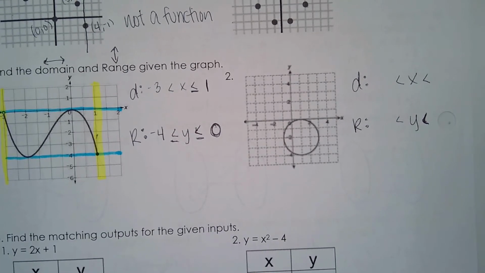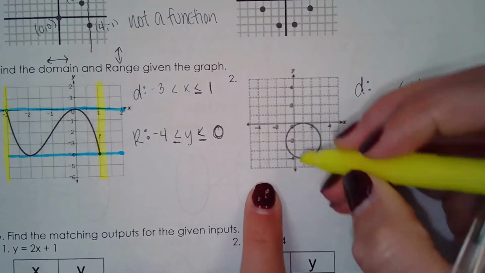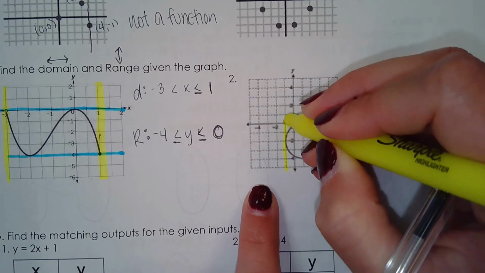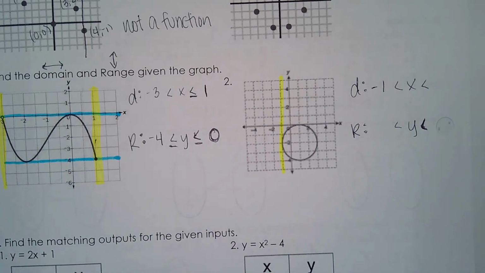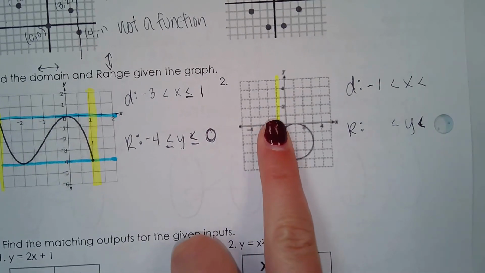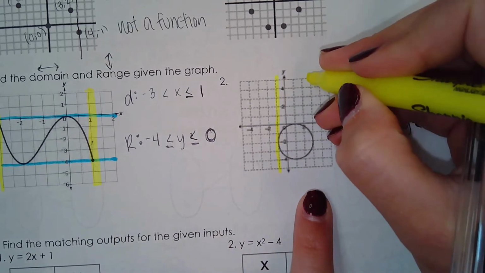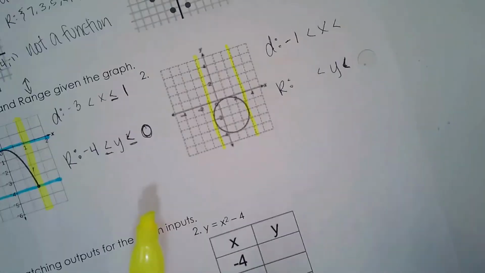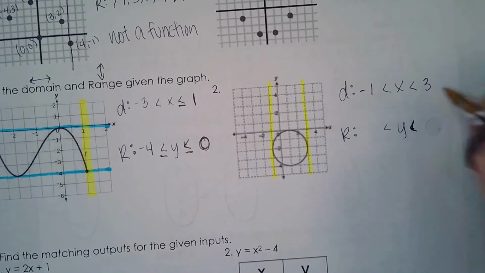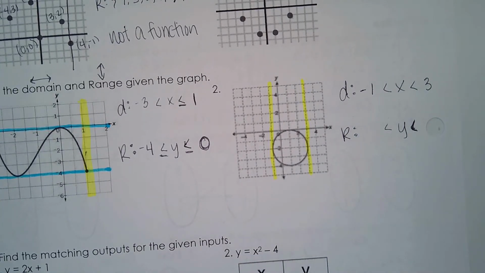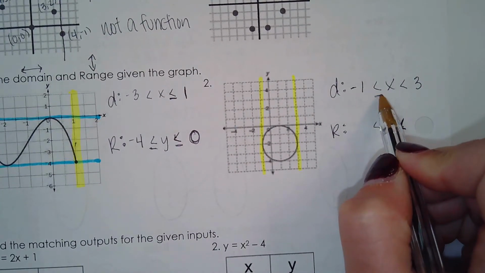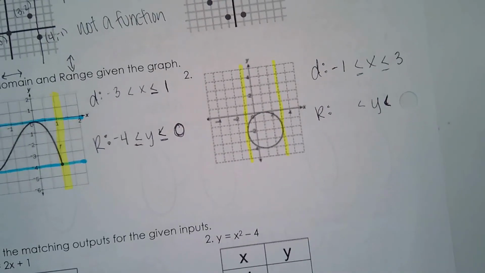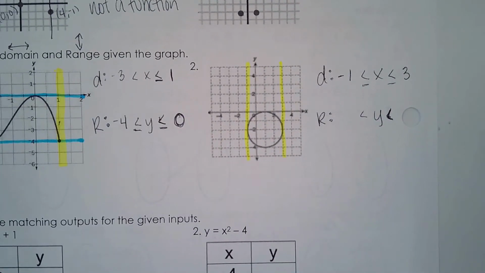All right, so in your color that you're using for domain, what's the furthest to the left that this one goes? -1. Then what's the furthest to the right that we go? 3. Does it equal -1 or equal 3 ever? Yeah, you don't have open circles, right? You don't have open holes anywhere, so you're going to have equal to's on all these.